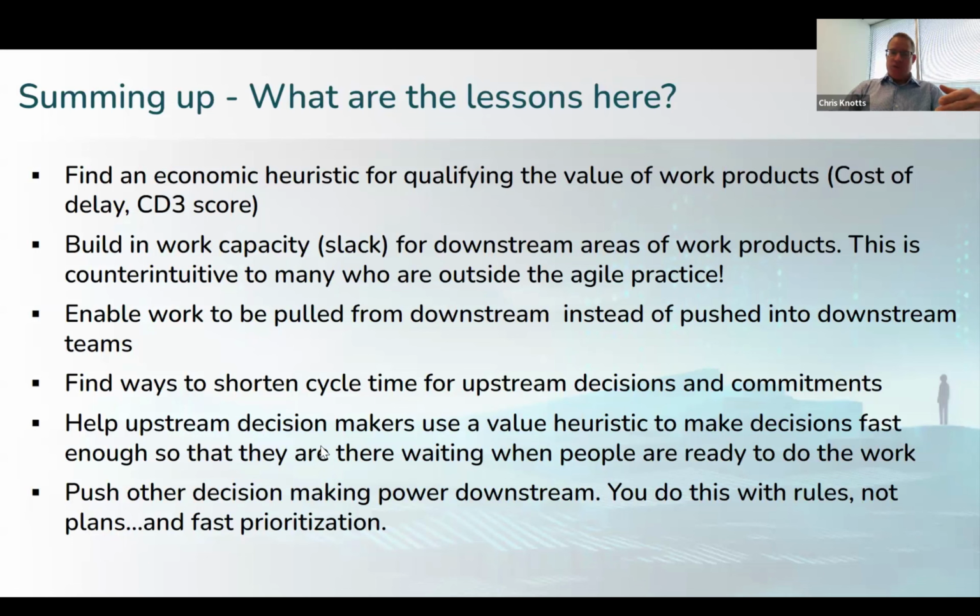And then outside of that, push the other decision-making power downstream. You do this with rules that people can follow, the combination of rules with fast prioritization, so that people know what to work on next and apply the rules. The rules have been designed thoughtfully in accordance with senior decision makers, so that the senior decision maker knows that their decision criteria are essentially being force multiplied throughout the entire work stream. That's how you do it. So take that as you will.